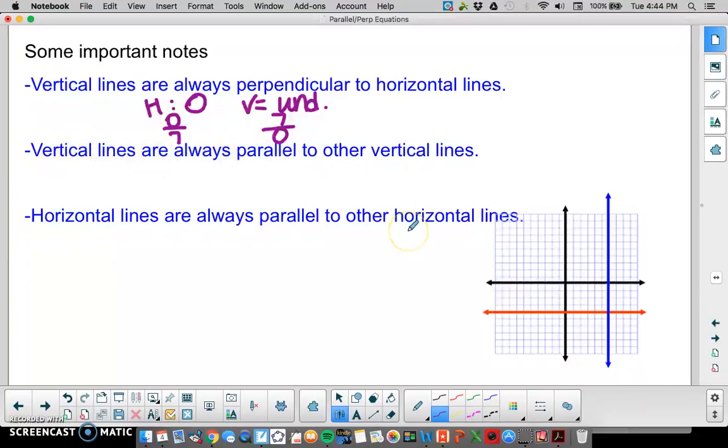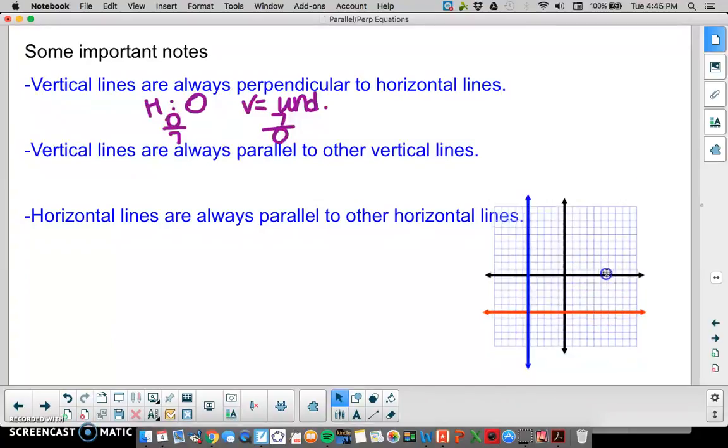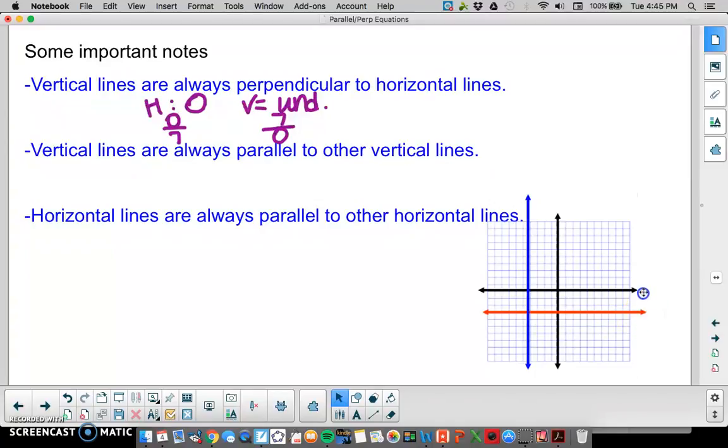Vertical lines will always be parallel to other vertical lines. So you can see here the vertical line that's the y-axis is parallel to this other vertical blue line. So anywhere I move that, any vertical line is always going to be parallel to another vertical line. The same goes for horizontal lines. Notice this horizontal line, y equals -4, is parallel to the x-axis. Anywhere I move that horizontal line, it's always going to be parallel to that x-axis. So all horizontal lines are parallel to each other.